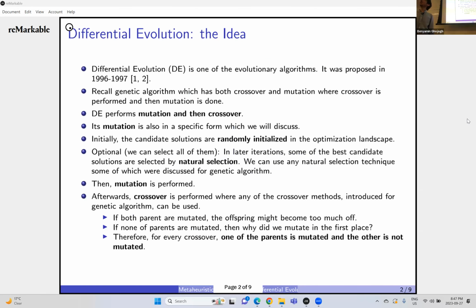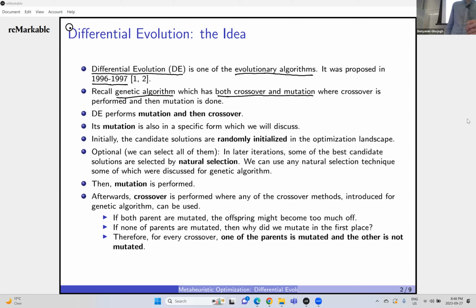So again, it's one of the evolutionary algorithms, right? Differential evolution, or DE in short, is one of the evolutionary algorithms. It was proposed in 1996 and 1997. Recall that genetic algorithm had both crossover and mutation, right? We said that evolutionary programming has only mutation. Differential evolution has both crossover and mutation, but there is a difference, I'll tell you.